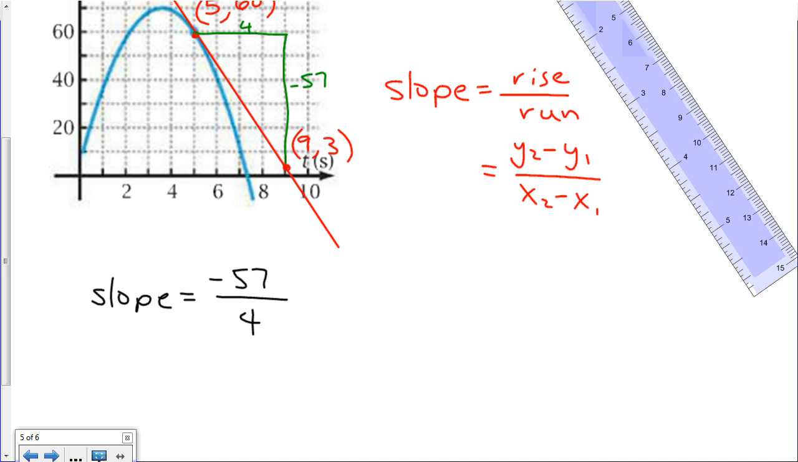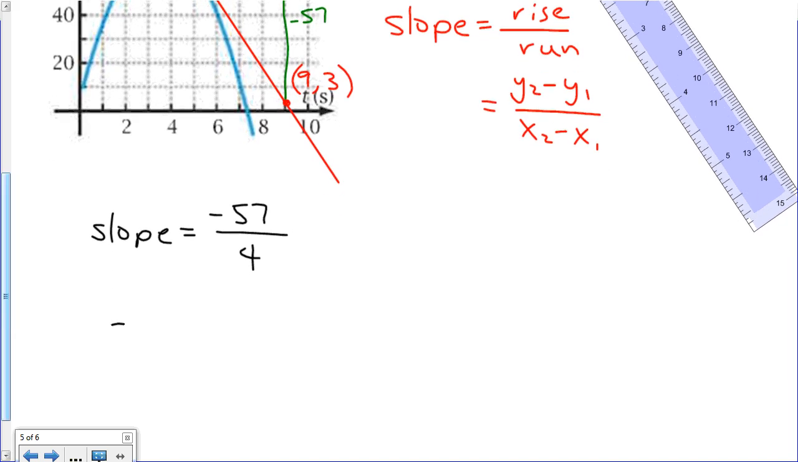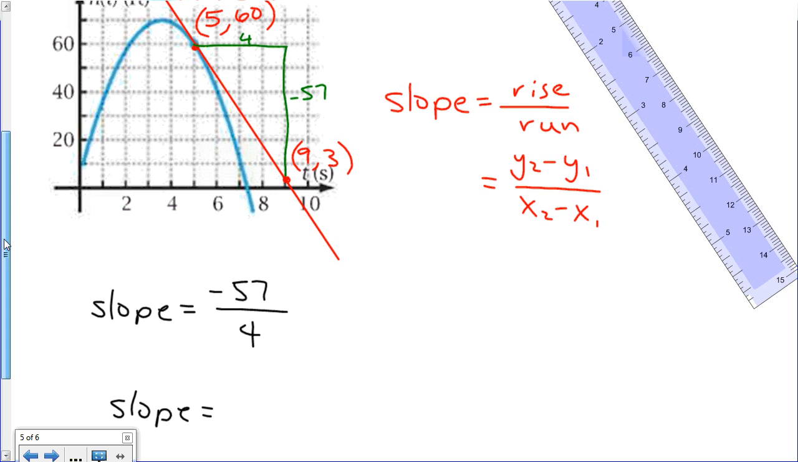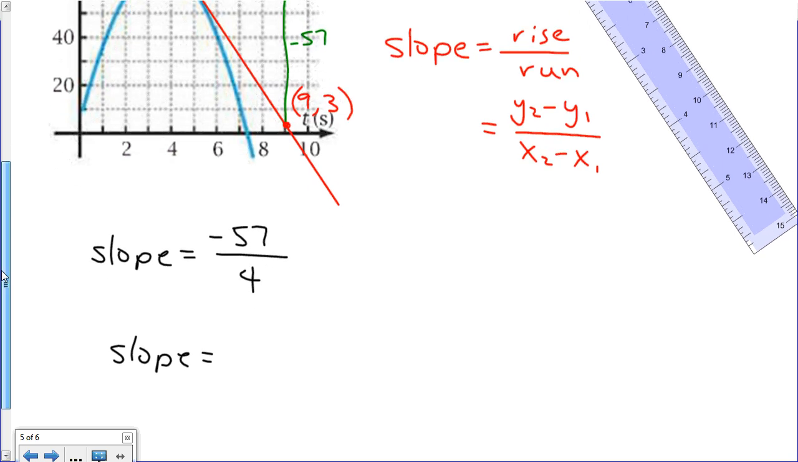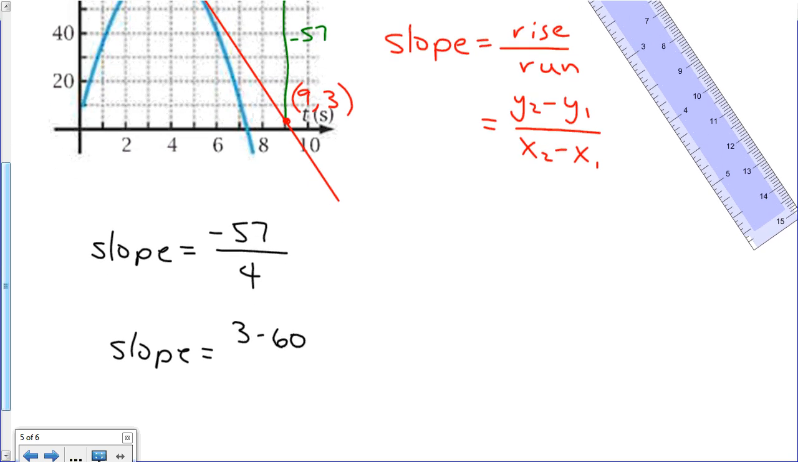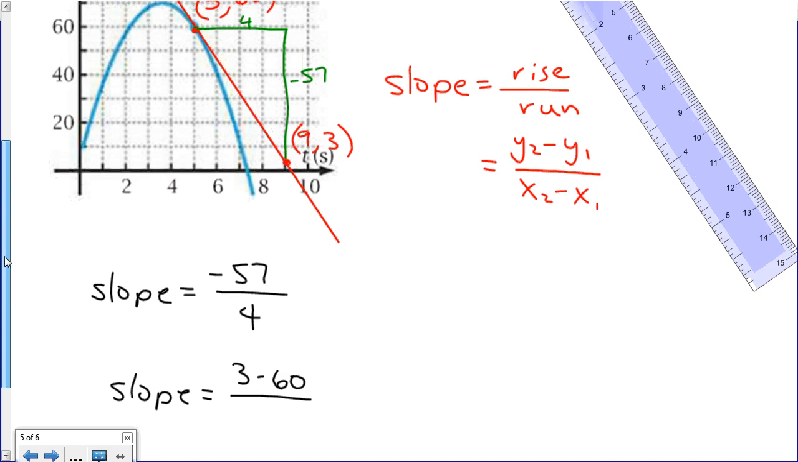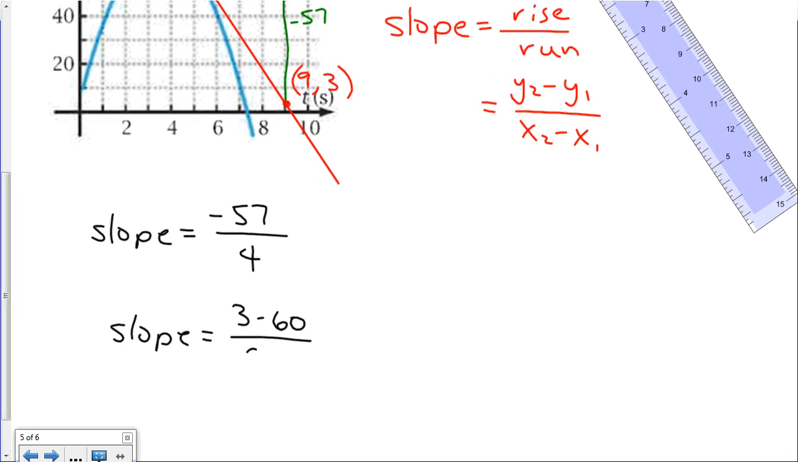Or if you look at this as the slope equal to the difference in the y's over the difference in the x's, that'd be 3 minus 60 in the numerator over 9 minus 5 in the denominator. Notice that gives you a negative 57 over 4. This is why I say it doesn't matter which way you do it, you're going to get the same result.